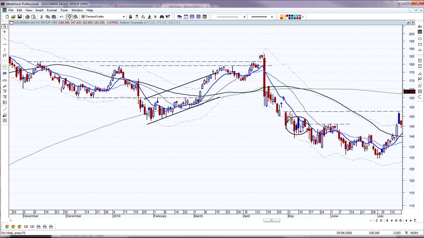And the other point I wanted to make by circling this congestion, this consolidation in here, many times when you have consolidation, the middle of that consolidation will become a resistance point. And sure enough, when you draw a dotted line through the middle in here, this is exactly where selling came in as they tried to rally it, and then it sold off.